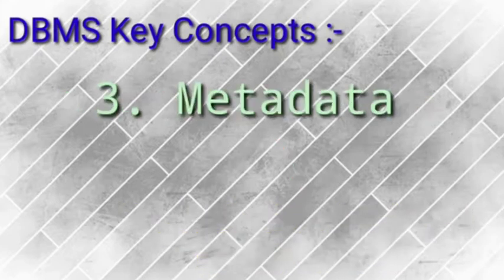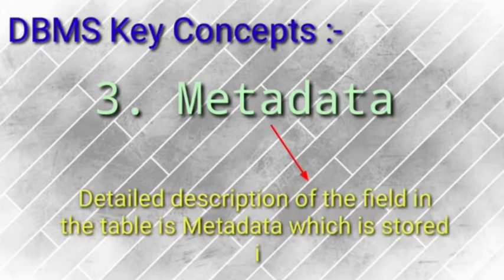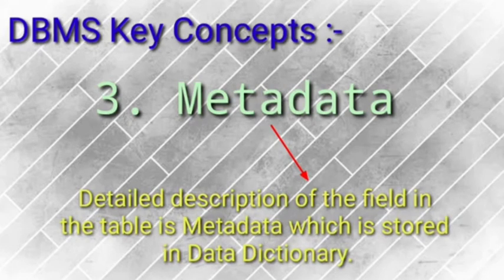The third important key concept is metadata. Metadata means the data about the data. Whatever data is stored in the database, the information or details related to that data is considered metadata. For example, I have stored a name in the patient table. What is the type of the name? Is it a string type, integer type? What is the length of the name? What is the description of the column? All the details related to that particular field can be called metadata.